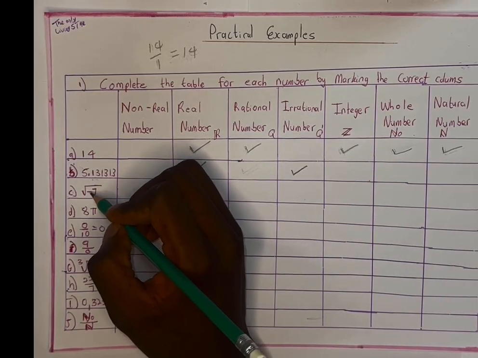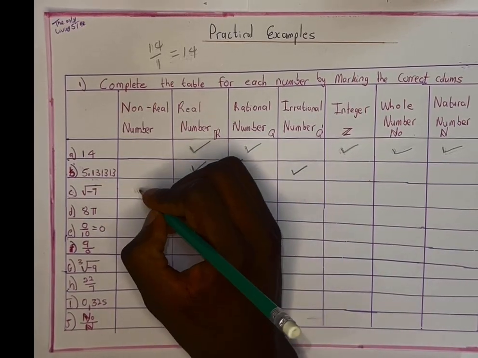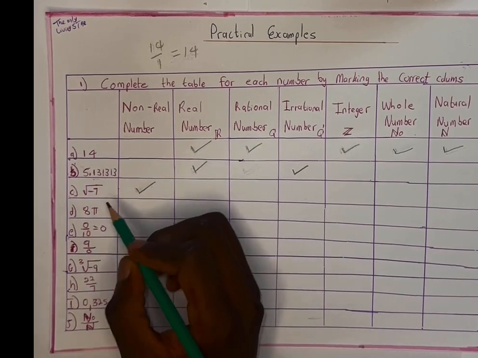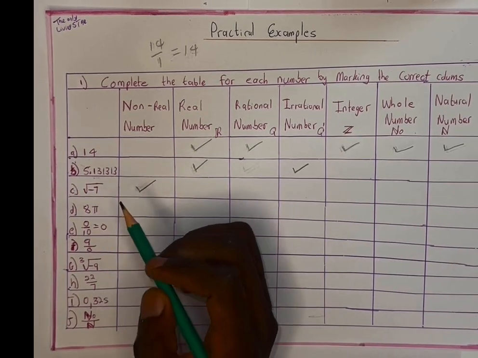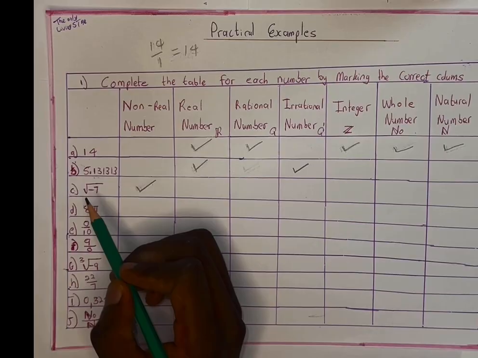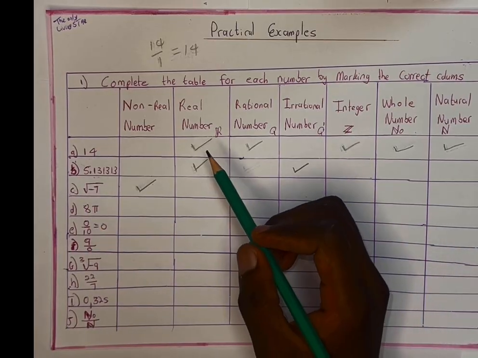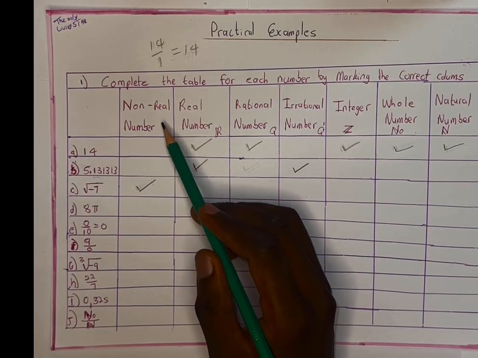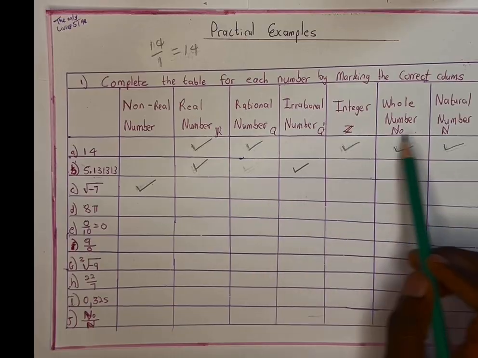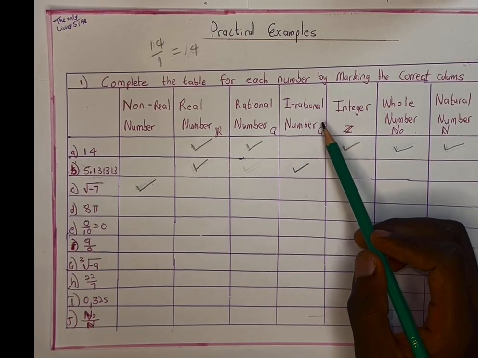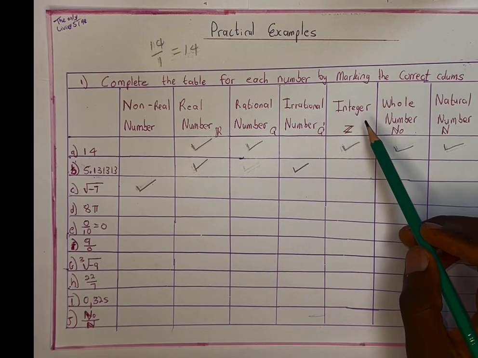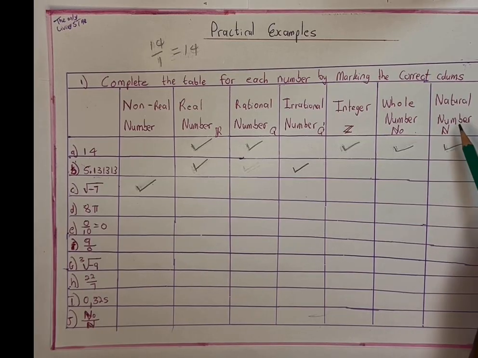So we also have the square root of minus 7. It is a non-real number because of this negative number within a root, which is also an even root. So it cannot be a real number because it's already a non-real number. Same as all of this, it cannot be a rational number, an integer, a whole number, and also a natural number.